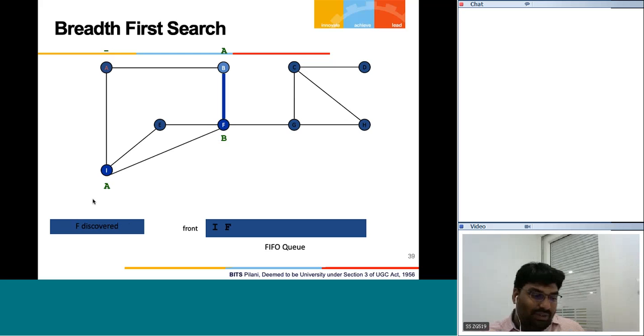Now after this, do I work on F or do I work on I? Which one will I work on? I will work on I, because FIFO is my data structure. So I can't work on F yet. Definitely I will make sure I work on I.